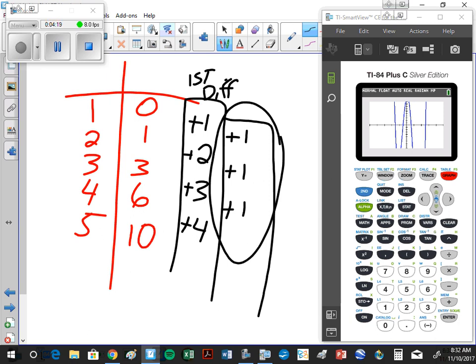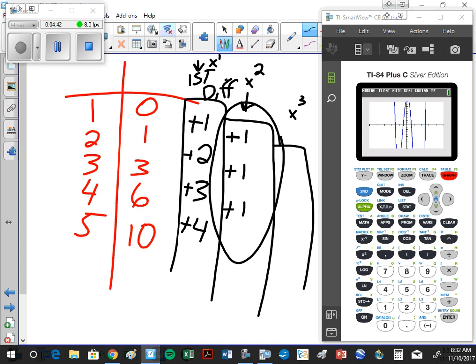So if these match, it's an x to the first equation. If these match, it's an x squared equation. And if you needed to, you could go down to third difference, and if they're the same, then that is x to the third, and so on. So an x to the fourth would have a constant fourth difference, and so on.